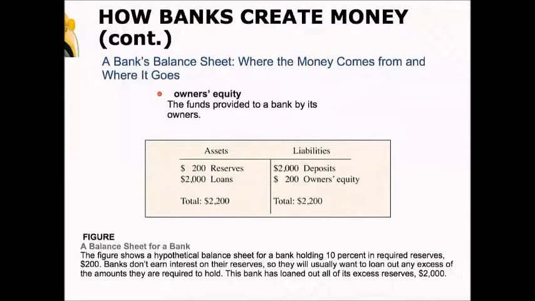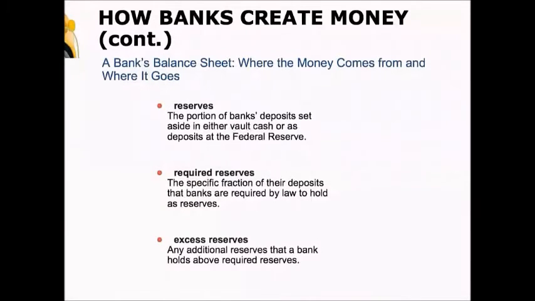Now, in this hypothetical example, this bank is holding 10% of its deposits as required reserves. Let's assume that 10% holds true, and see what happens when a deposit is made. First, let's talk about what these reserves are. The reserves are the portion of the bank's deposits set aside in case people want to come and withdraw their money. Some of it is required. Required by law, banks must hold a certain percentage of their deposits as reserves, and that percentage is changed by the Federal Reserve as a policy tool. Those are called required reserves.